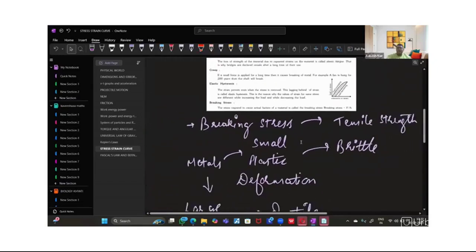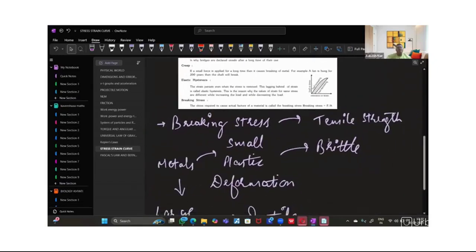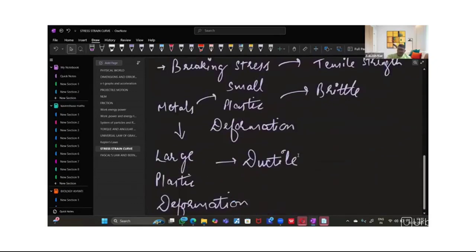Breaking stress, the formula force upon area, is very important. Breaking stress delivers the tensile strength of any object. Metals with small plastic deformations are known as brittle. That means small plastic deformation is the benchmark to judge every metal. With large plastic deformation, you can term that particular metal ductile, but with small, you will name them brittle.